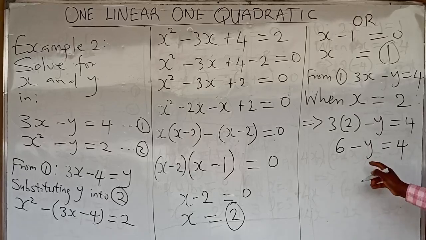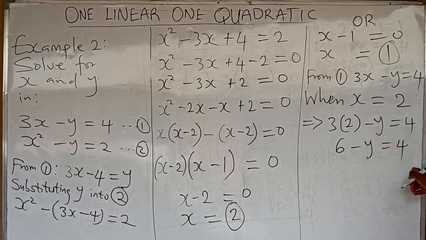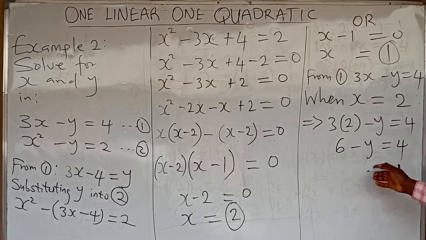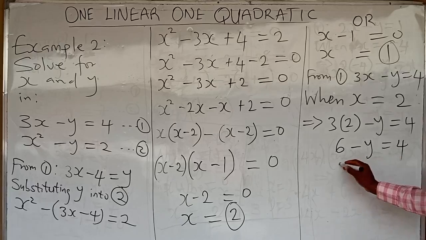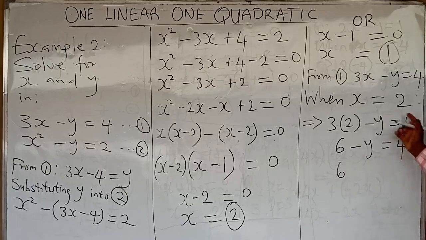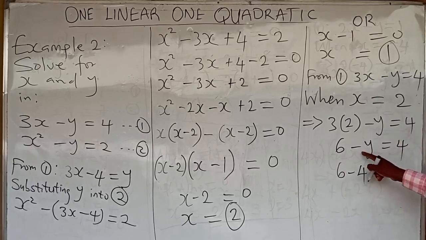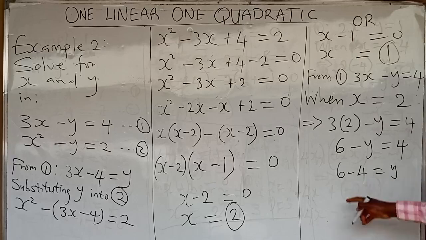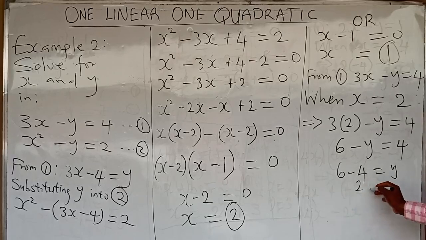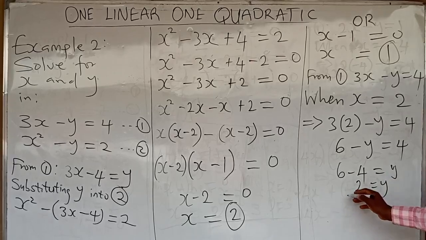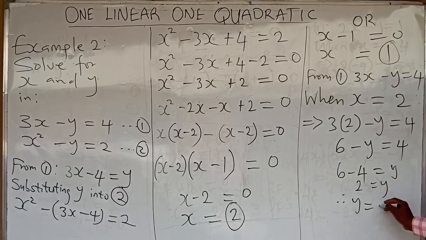I'll collect like terms. I move minus y across the equal sign and bring in 4. So let me move y outside. This becomes 6, this is plus 4. If it comes inside, it becomes minus 4, is equal to, this is minus y. If it goes outside, it becomes y. So 6 minus 4 is 2. So it means that y is equal to 2.